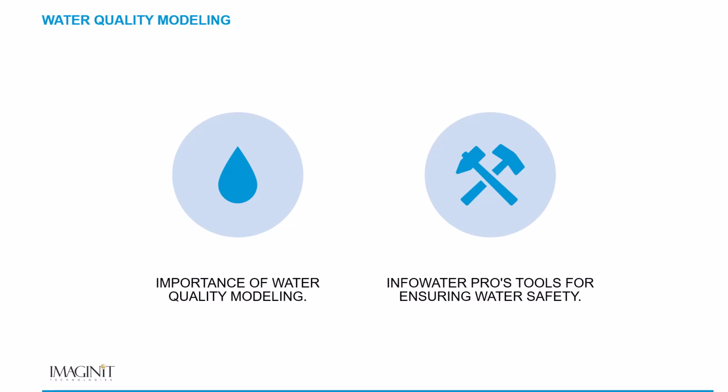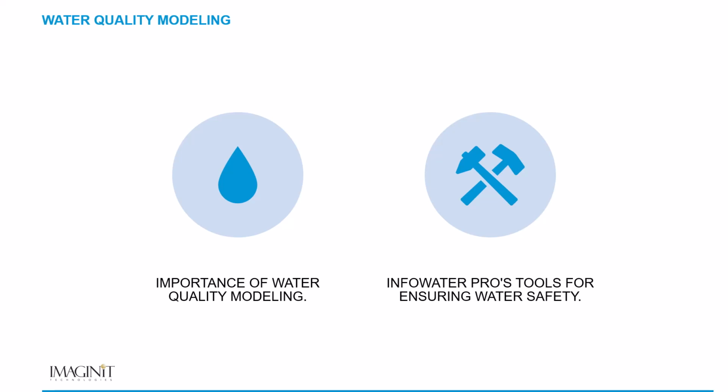The software facilitates the assessment of system vulnerabilities and effectiveness of control measures. Ultimately, the ability to accurately model and manage water quality enhances public trust in the water utility. It demonstrates commitment to safety and reliability, ensuring the community's water supply meets the highest standards. InfoWater Pro empowers utilities with the knowledge and tools to manage water quality effectively.